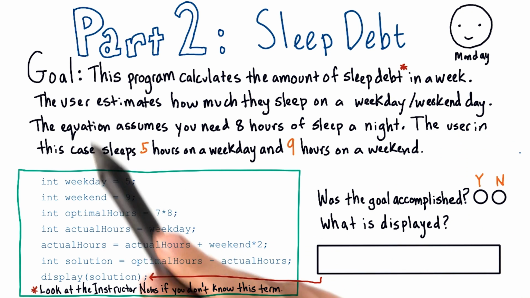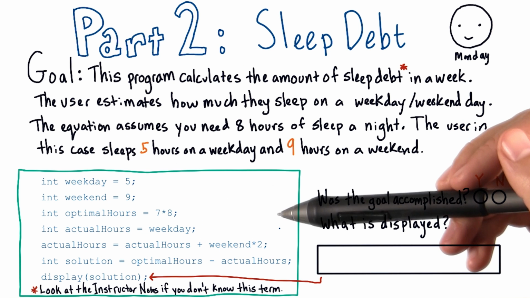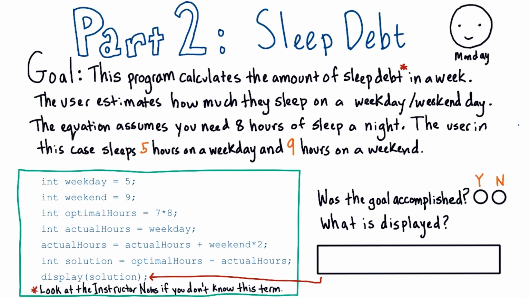Each of these programs will have a goal, which will be written out here. The program itself will be in the green box. Okay, so the goal of this program is to calculate something called sleep debt. Now, how much sleep you need varies a little bit by age, but on average, people need about 8 hours of sleep a night. So what this program is trying to do is calculate the sleep debt in 1 week.